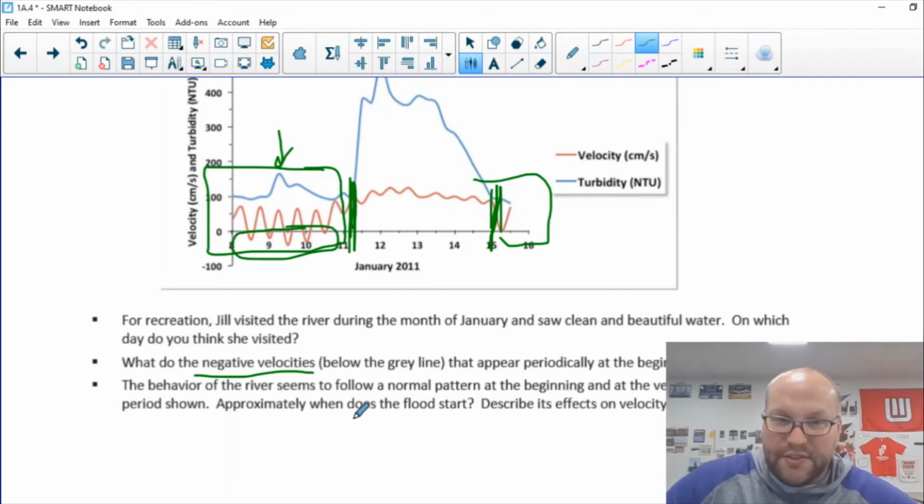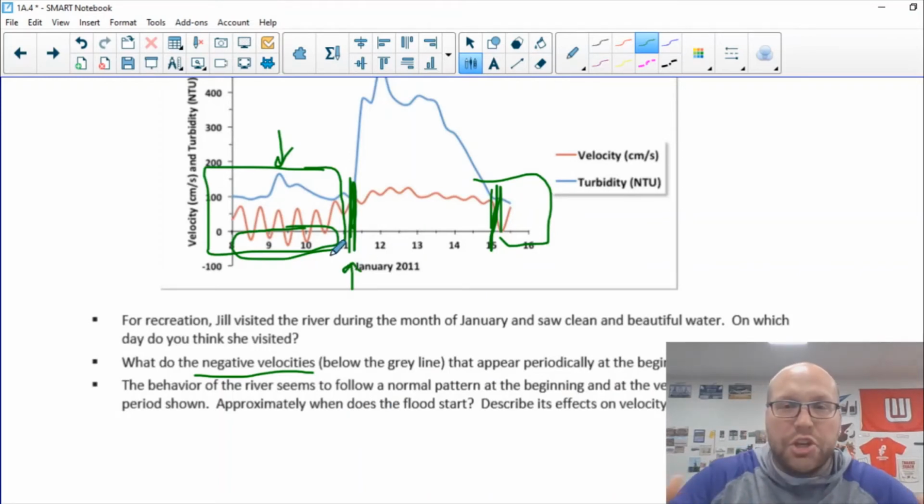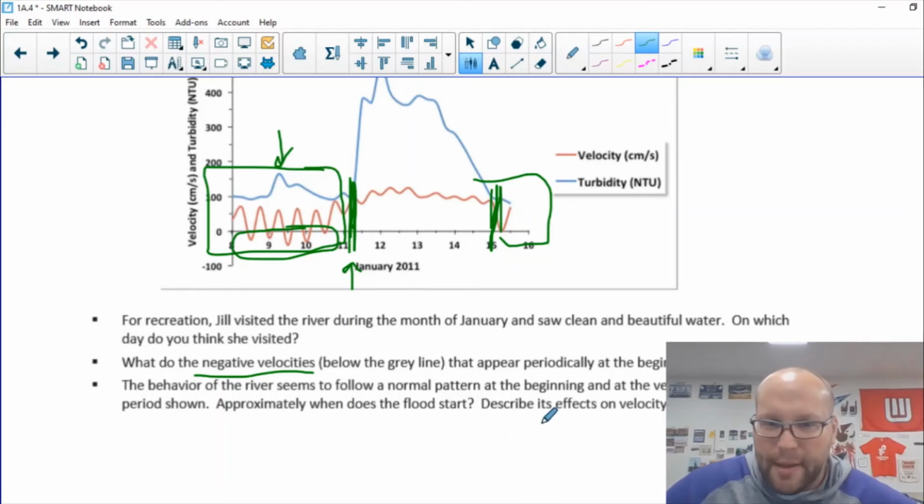When do you think this flood starts? Well, that's what we talked about. There's that odd change in normal. So again, the murkiness is high, the velocity is high. Things are not normal for this river. That's what's going to happen.